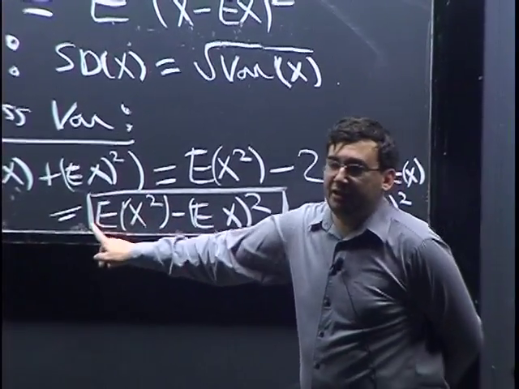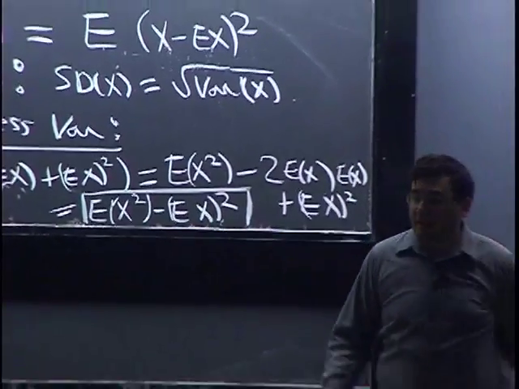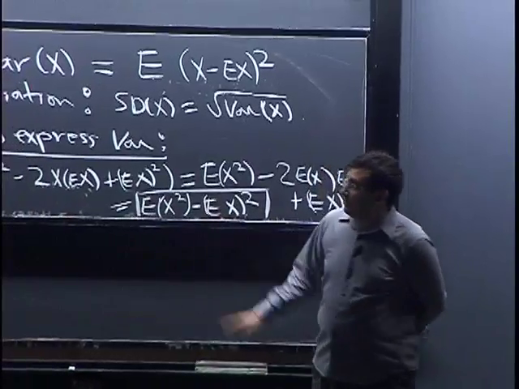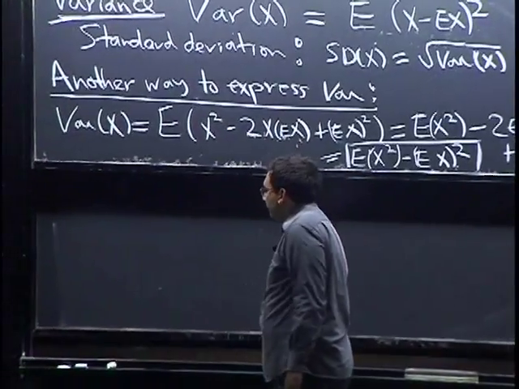Here we square it first, then take the average. Here we take the average and then square it. We take that difference. Okay? So that's usually easier.